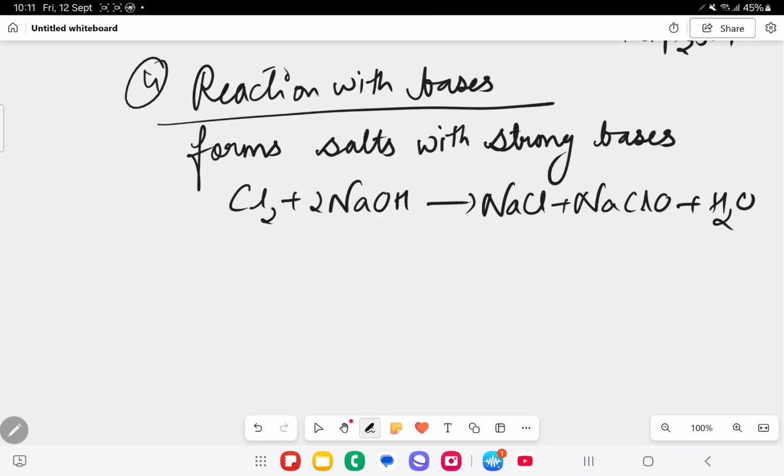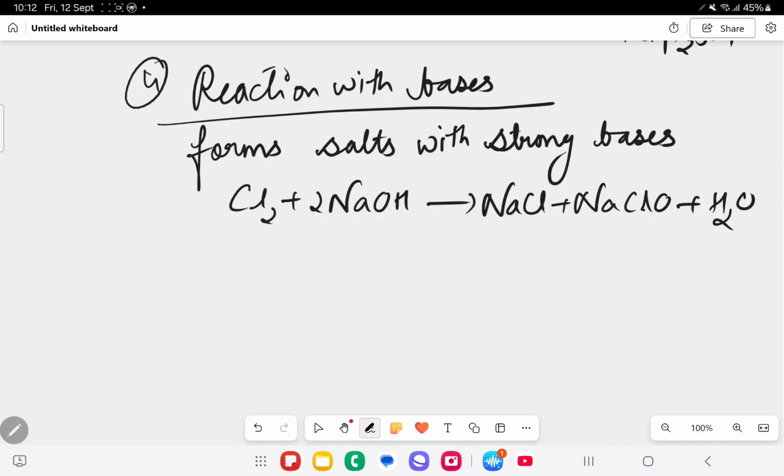So some exam pointers. Metals with O2 give basic or amphoteric oxides. With water, they give hydroxide plus hydrogen, depending upon the reactivity. With acids, they give salt and hydrogen. With other metals, displacement reactions.